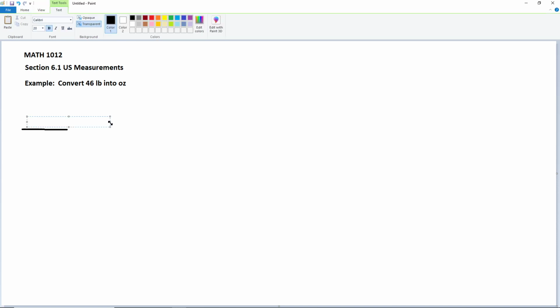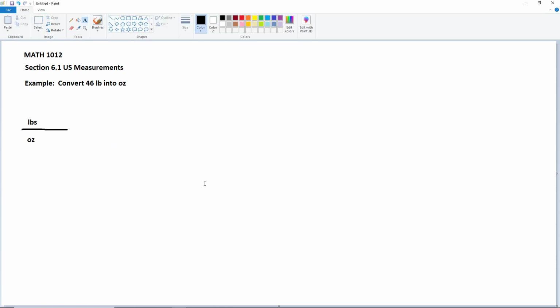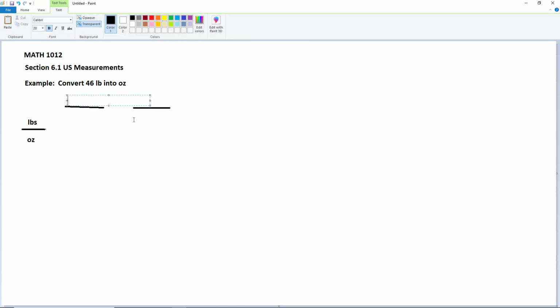I'll call it, the first one is the pounds. And the second one will be the ounces. So a fraction, all right. So now, let me erase a little bit, make it a little bit shorter. So now, the next thing we're going to do is figure out, hey, this is what we know versus what we actually want.